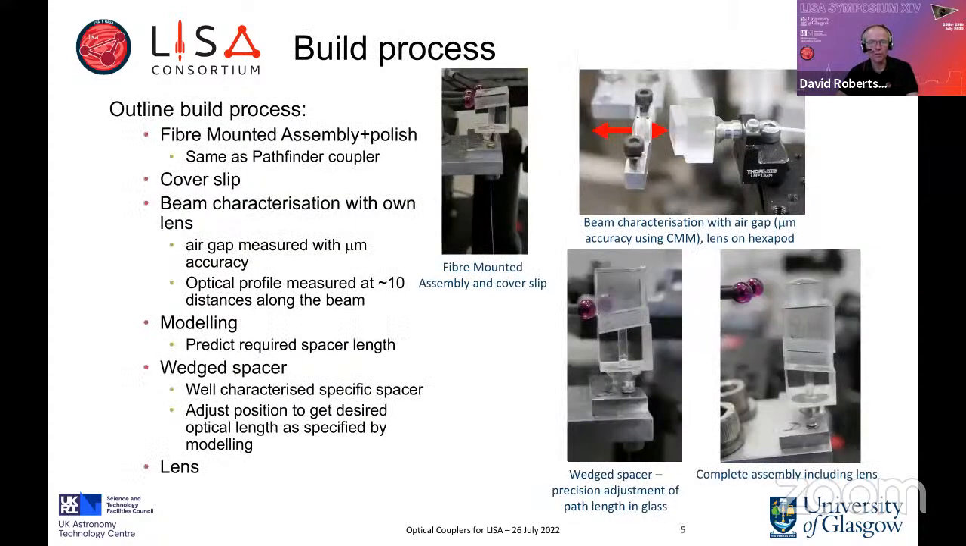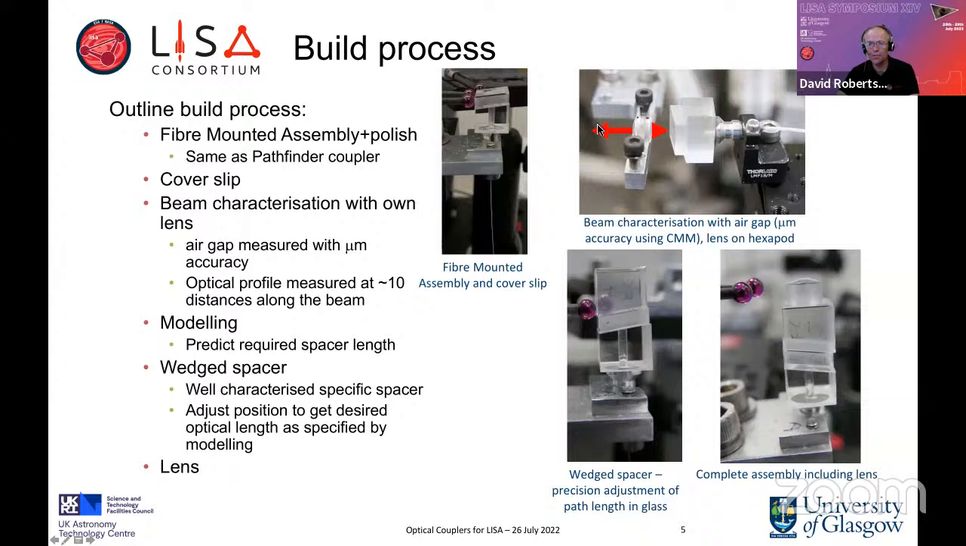So to give you an idea of the build process, as I said before, we have the optical fiber, you can probably see here coming up, mounted in a fused silica block. And then once it's been mounted in there with very tight constraints, the front of the block is polished very, very flat, and we bond a cover slip onto it. And that means already that the fiber end is protected from damage or contamination or whatever.